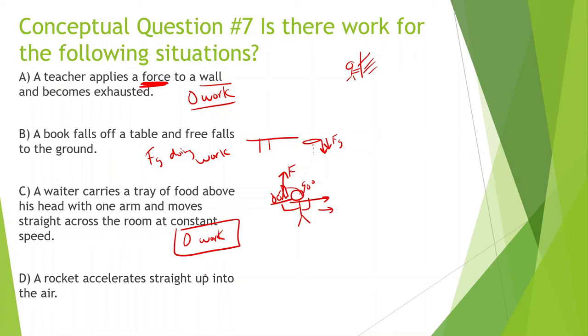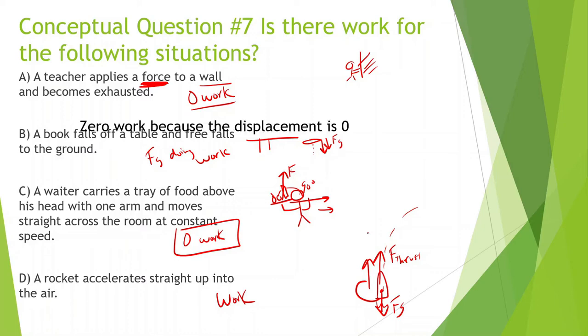A rocket accelerates straight up into the air. In this case, we have a rocket. It goes straight up in the air. There's going to be a force of the thrust as well as it moving up. So there is going to be work being done to it. The force of gravity in this case, which is going down, is going to be 180 degrees. So the force of gravity is actually going to be doing negative work to this, trying to prevent it from going up as high. Okay?